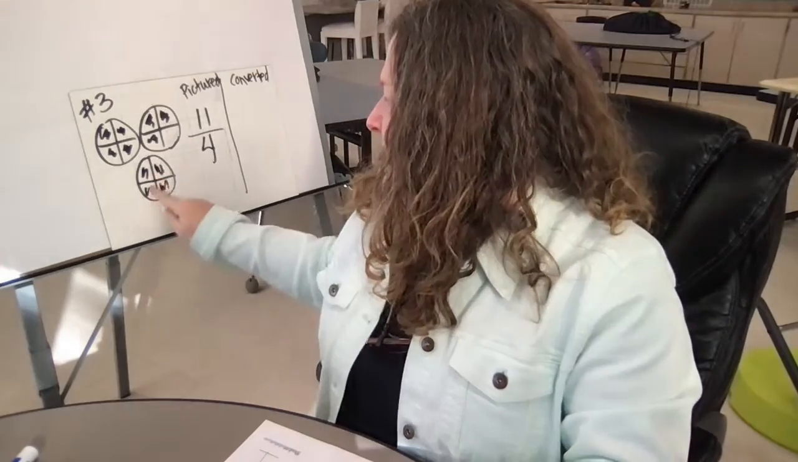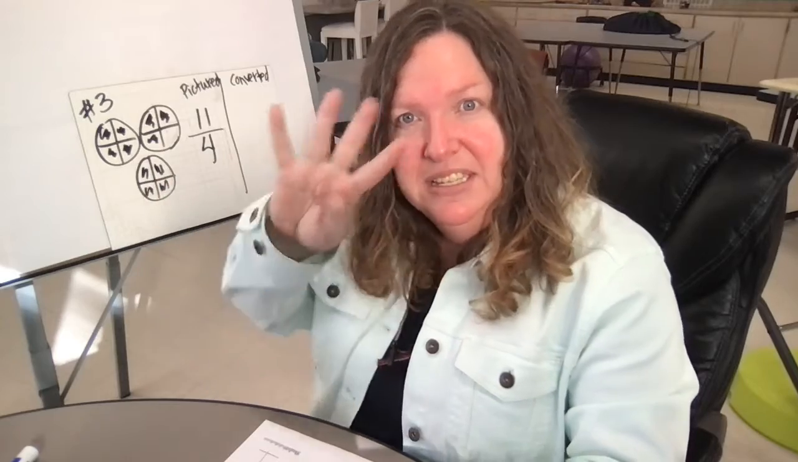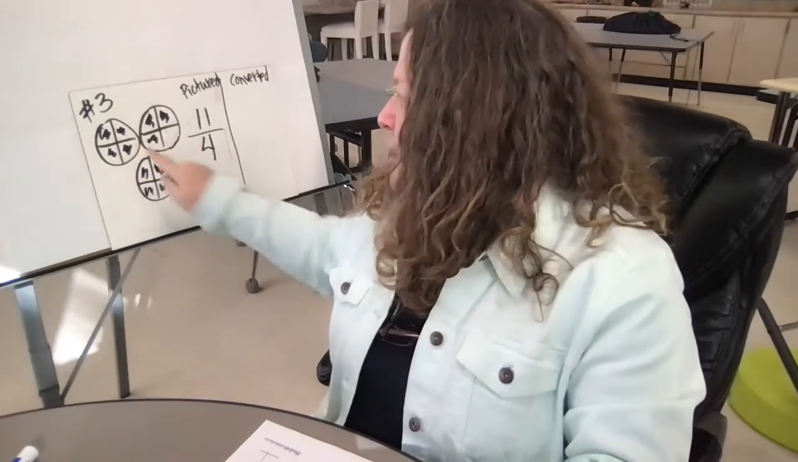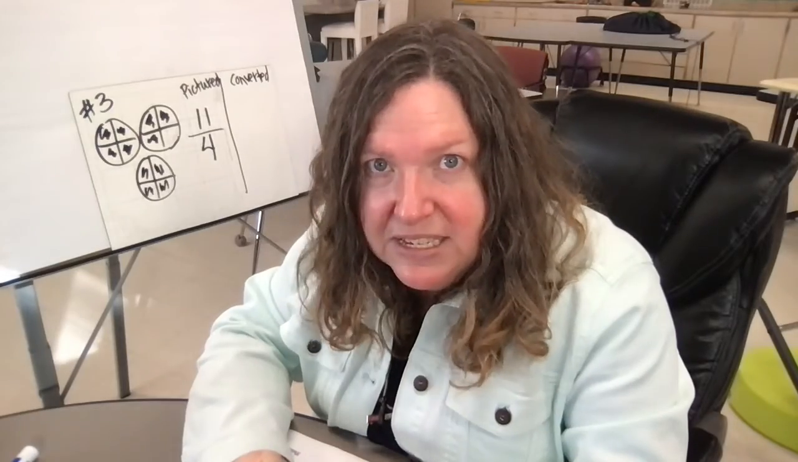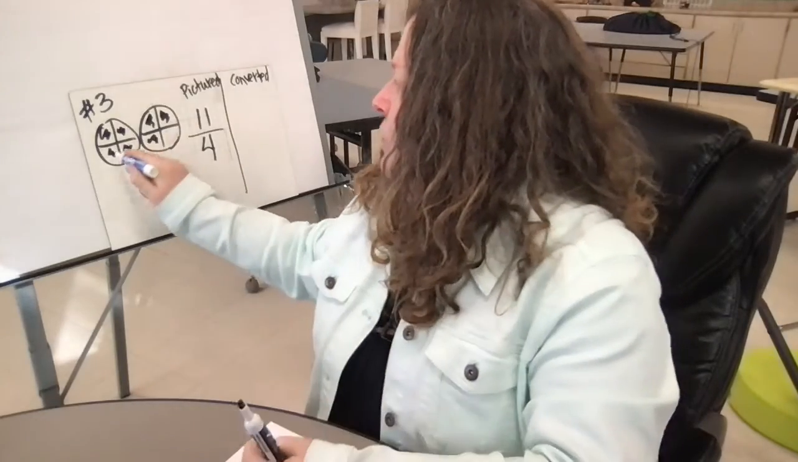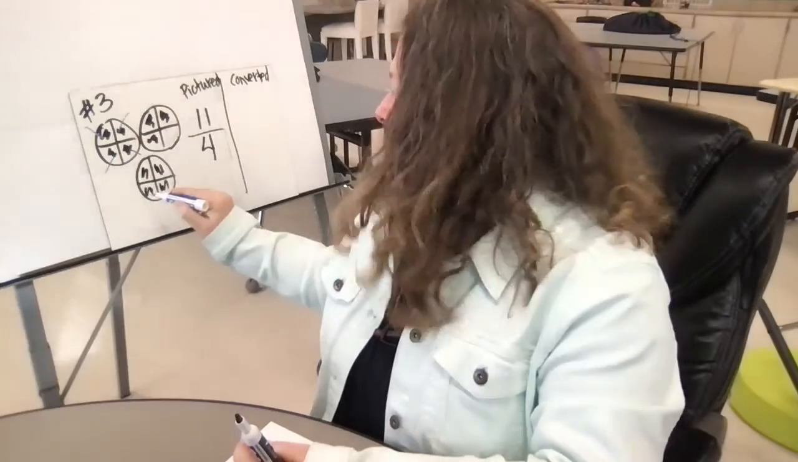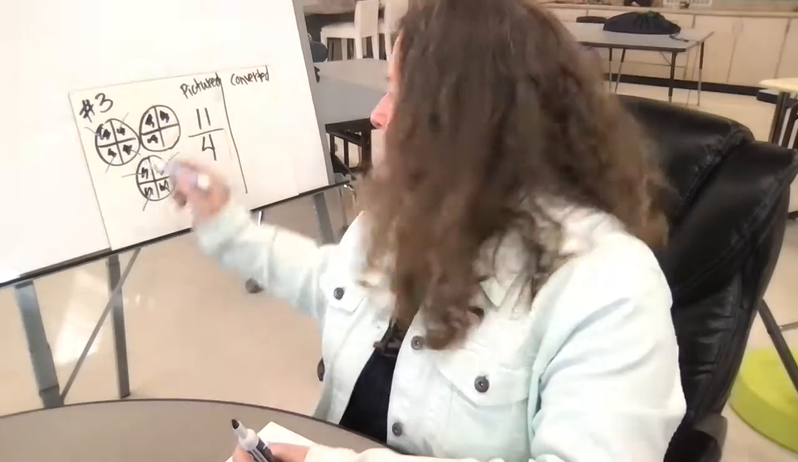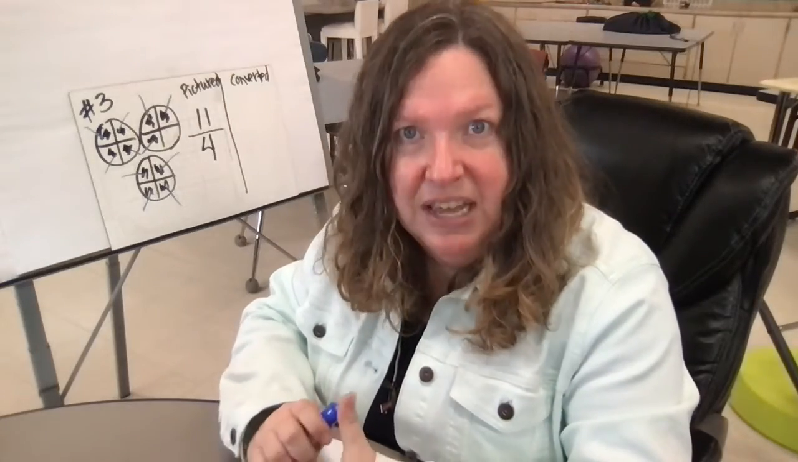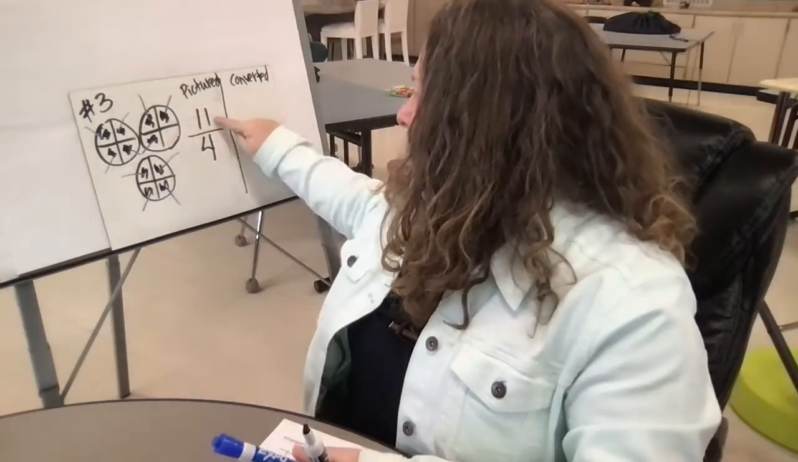All right. Do you agree with what my answer is? Each of these pieces, each of these wholes is cut into 4 sections. So 4 has to be the denominator. Each one is cut into 4. But how many pieces, the size of 4ths, how many of those do we have? Well, we have 1, 2, 3, 4, 5, 6, 7, 8, 9, 10, 11. So we have 11 pieces cut into the size of 4ths. So we've got 11/4. How'd you do?